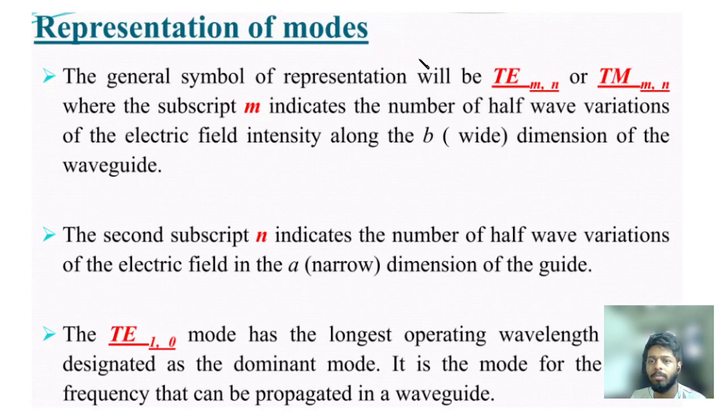Representation of modes. The general symbol for representation will be transverse electric TE m,n or transverse magnetic TM m,n, where the subscript m indicates the number of half wave variations of the electric field intensity along the b dimension of the waveguide, and the second subscript n indicates the number of half wave variations of the electric field in the a dimension of the guide. The transverse electric 1,0 mode has the longest operating wavelength and is designated as the dominant mode. It is the mode for the lowest frequency that can be propagated in a waveguide.